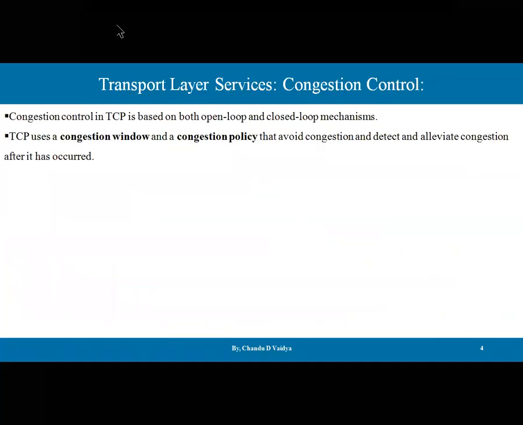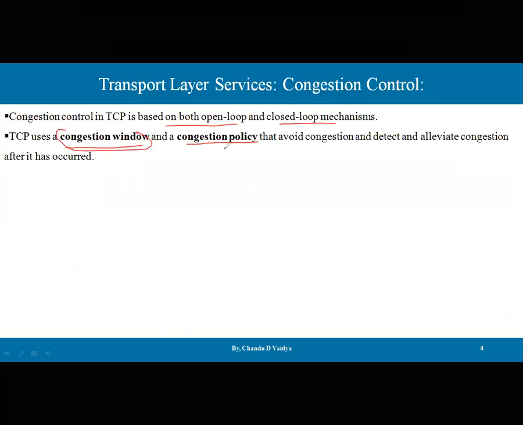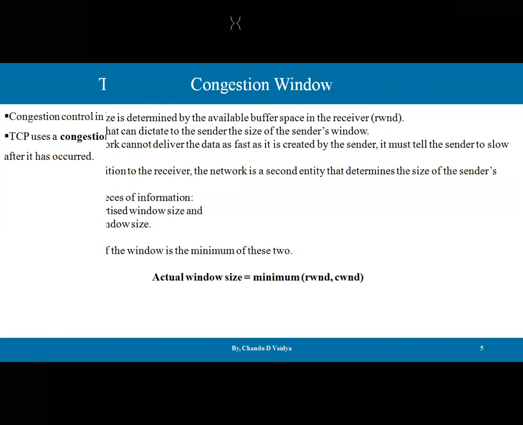So now, after discussing the congestion control definition and the main policies, what do we have in TCP? The congestion control is based on open loop and closed loop. Here, TCP uses the congestion window and congestion policy that avoid the congestion and detect and alleviate the congestion after it has occurred. So the congestion window and congestion policy are the two concepts mainly used for this open loop and closed loop mechanism. Let's take them one by one. Now, the congestion window.